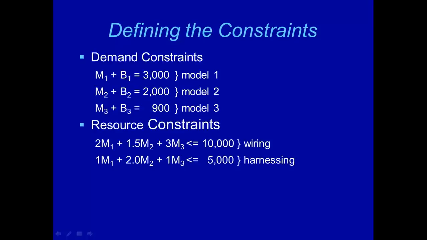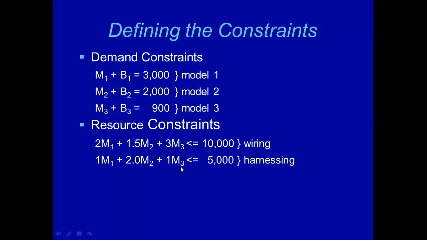Next, let's look at our resource constraints. The resource constraints happen only in in-house production. And we know it takes 2 hours of wiring time to make one Model 1 ring, 1.5 hours to make one Model 2 ring, and 3 hours to make one Model 3 ring. So the total number of hours of wiring time needed in-house is 2M1 plus 1.5M2 plus 3M3, which should be no more than the availability, 10,000 hours.